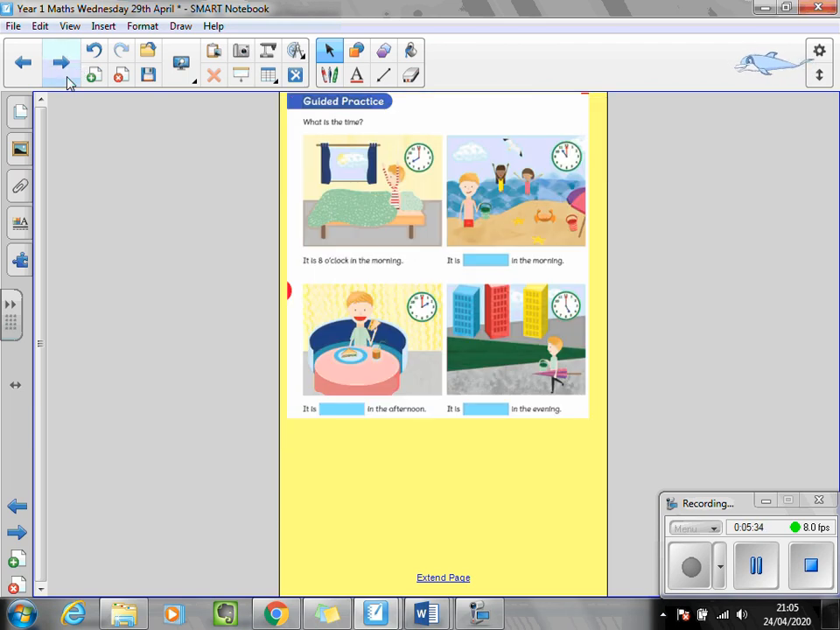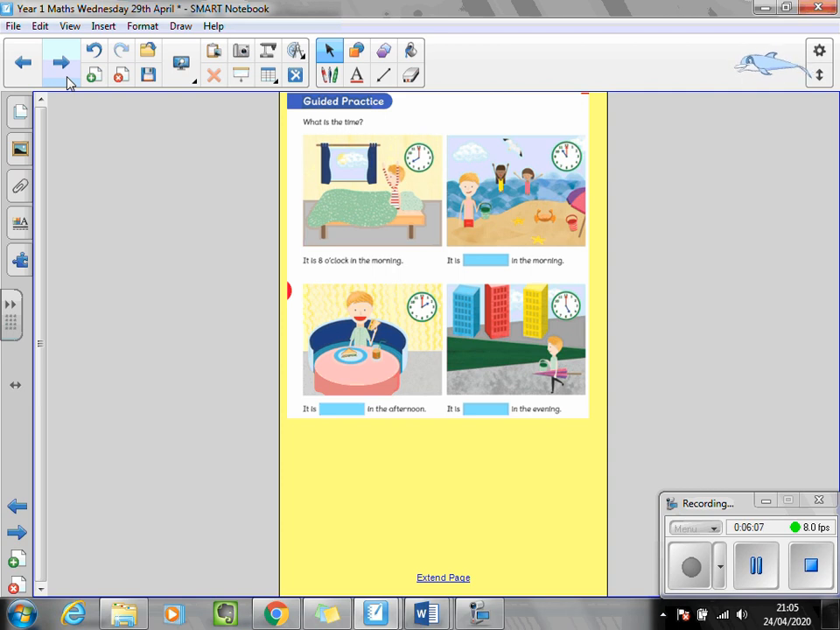Now let's have a look at these guided practice questions. You've got 4 pictures, and those pictures are going to give you a clue as to maybe what the time is and when you might do something during the day. The first picture shows a little boy getting out of bed, and on the clock we can clearly see it is 8 o'clock. And using the clues in the pictures, we can see it's probably the morning because he looks like he's just about to get out of bed, and I can see that the sun has already risen out of his window.